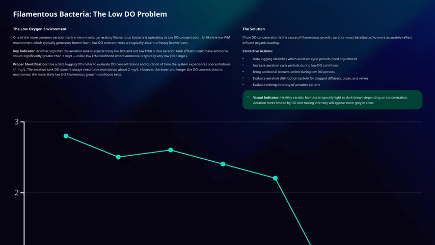Finally, a visual cue to consider. Healthy aerobic biomass usually appears light to dark brown depending on concentration. If the biomass looks more gray, that's often a sign that DO and mixing are limited, which can lead to filamentous growth issues. By monitoring these factors and making targeted adjustments, you can better control filamentous bacteria growth and maintain a healthy aerobic environment in your tanks.